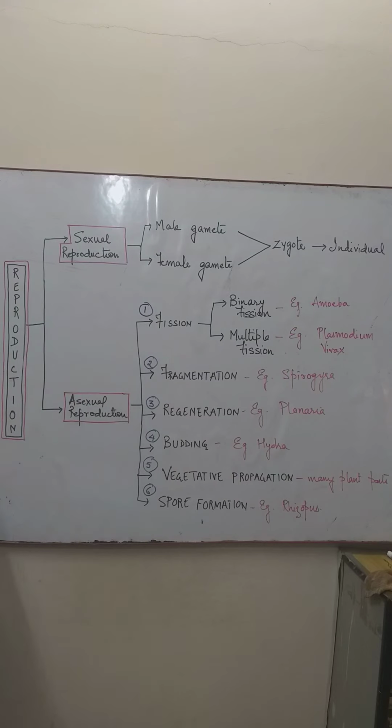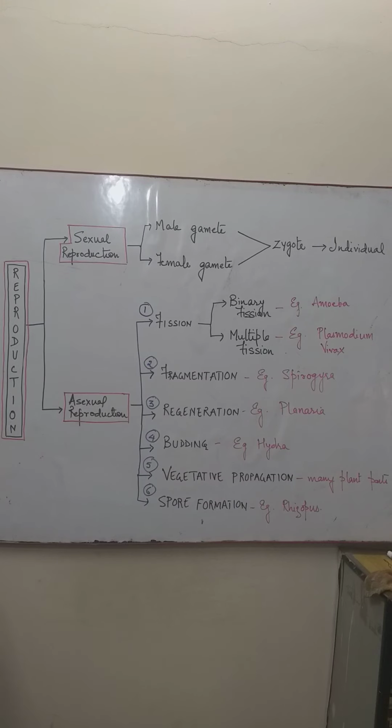First is fission. Fission is of two types further: binary fission and multiple fission. Binary fission is a phenomenon in which the organism divides simply into two, whereas multiple fission is the method in which the organism divides many times so as to produce a large number of offspring. Then there is fragmentation. Spirogyra is a very good example of it.